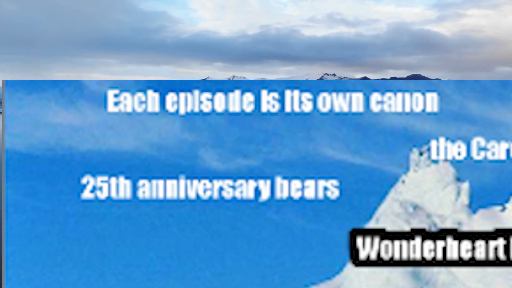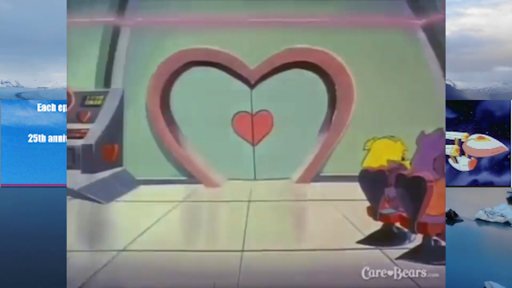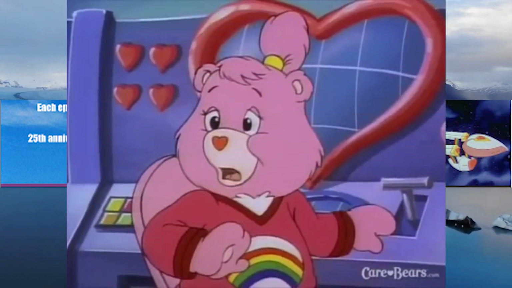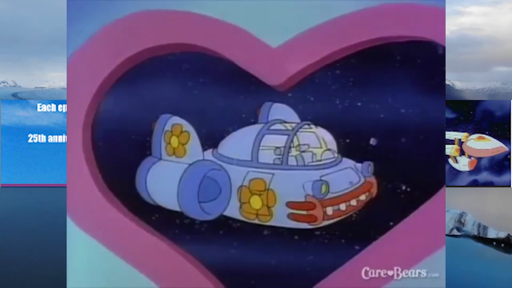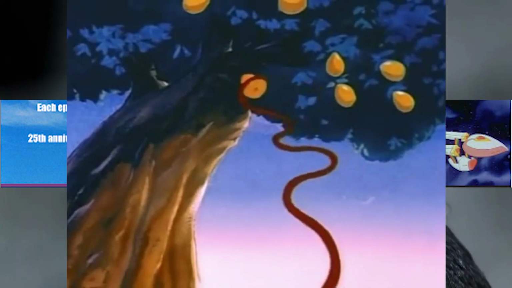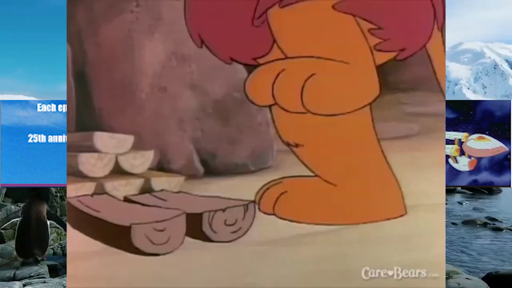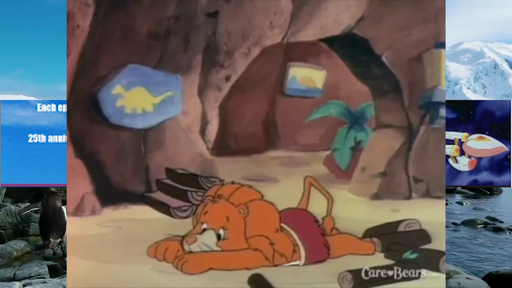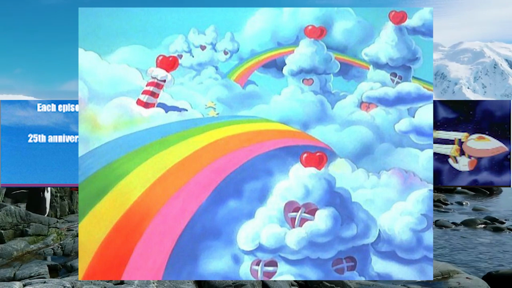Level 2. Each episode is its own canon. Rather than the movies being the only canonical lore, this theory posits that each episode takes place in their own self-contained universe, which is why we have episodes set in the future where the bears are in space, or episodes where they're in Agrabah, or an episode where the bears are cavemen, or like cave bears, I guess, but that's ridiculous. Bears don't live in caves, they live in clouds.